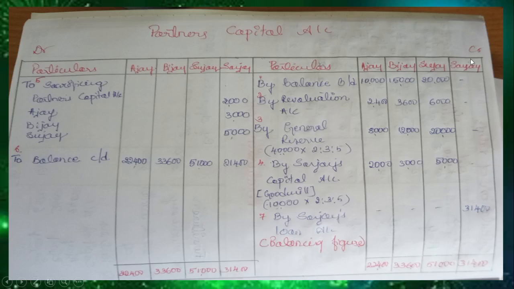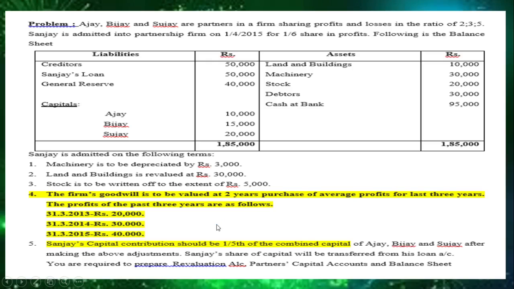So these partners' capital accounts, we should have it on the credit side. By Sanjay's capital account 2, 3 and 5,000. After this we need to provide the entry for the balancing figure, or the capital brought down. In this particular case we have a capital adjustment. So let me show you how to treat the capital adjustment.